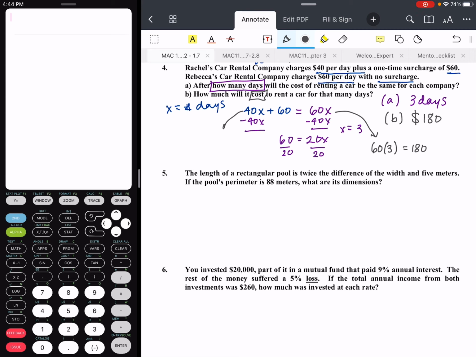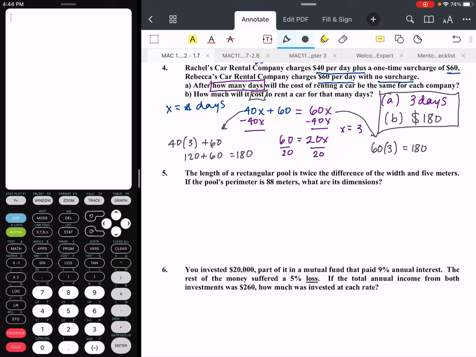Notice that I also could have used the left side as well, because the left and the right side are equal when we rent the car for 3 days. So we also could have done 40 times 3 plus 60, which is 120, plus 60, which gives us that same 180. And again, remember to use your units, so 3 days, $180.